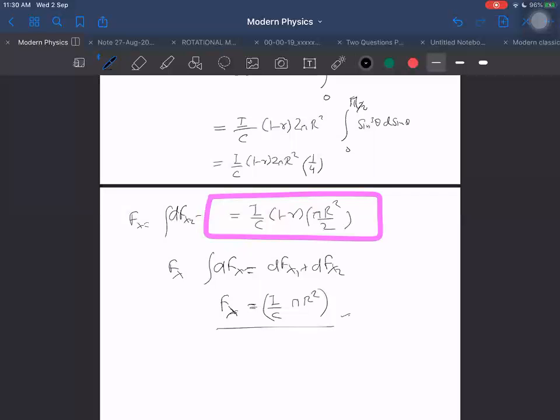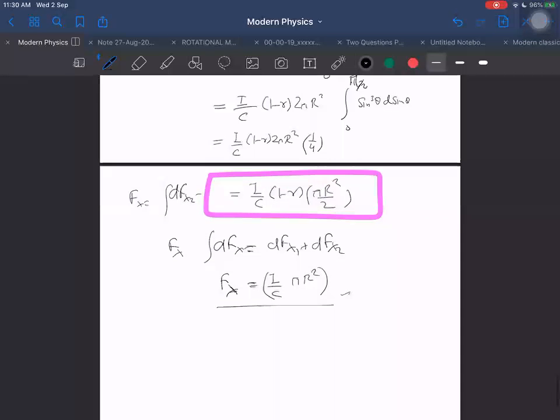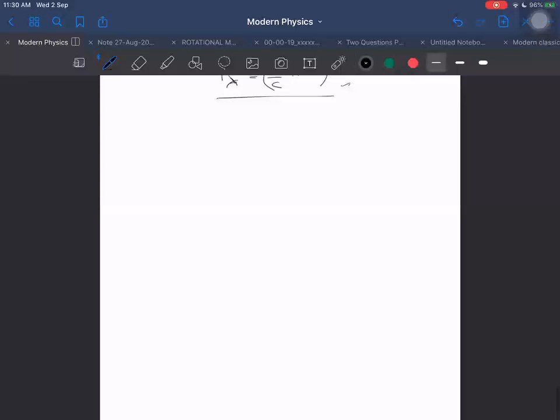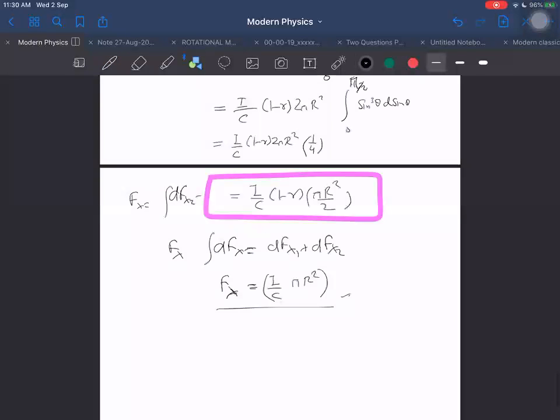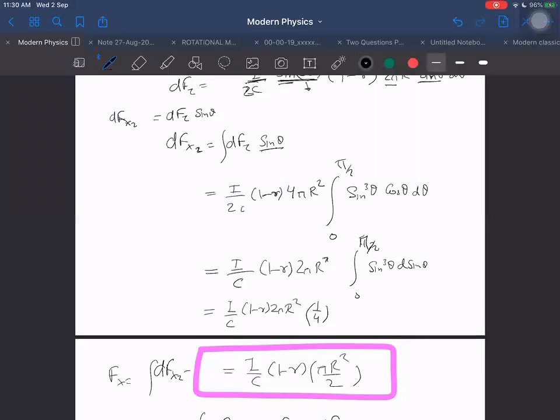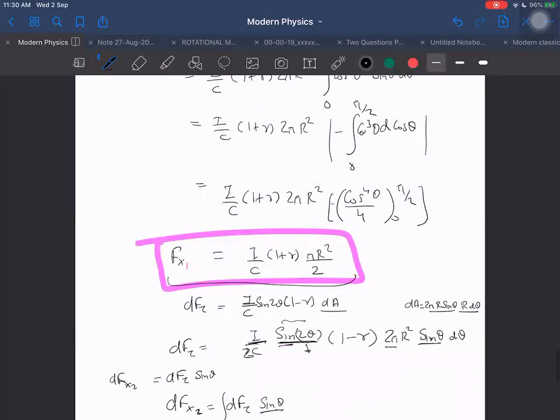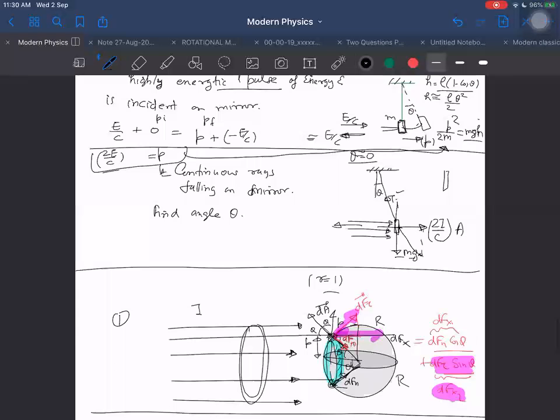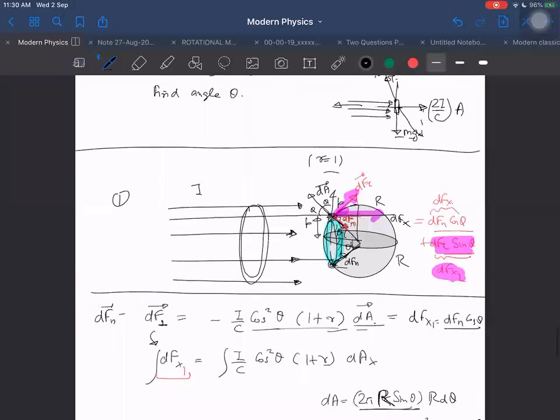Okay. Chandan? Yes, sir. Sir, how did we get the area terms, sir? The area term dA. The area term is the simplest of all this.